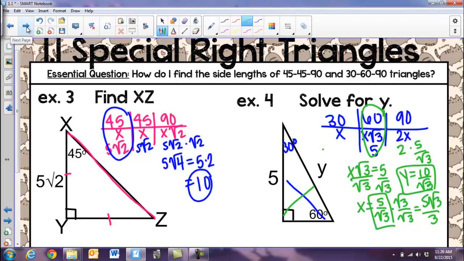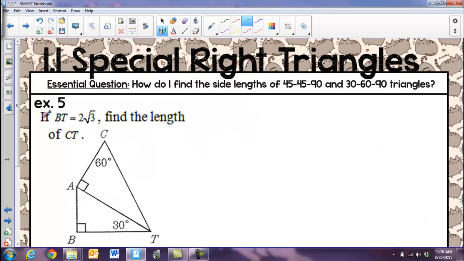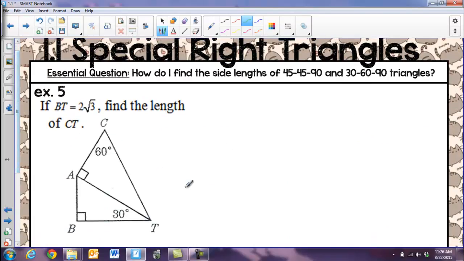Last but not least, we'll call this our challenge question. Make sure you take a second to draw this thing, and if it's not perfect, oh well, make sure you draw your little right angle and whatever in there. So if BT equals 2 times the square root of 3, find the length of CT. I'm going to go ahead and write in what they gave me. BT is 2 times the square root of 3.